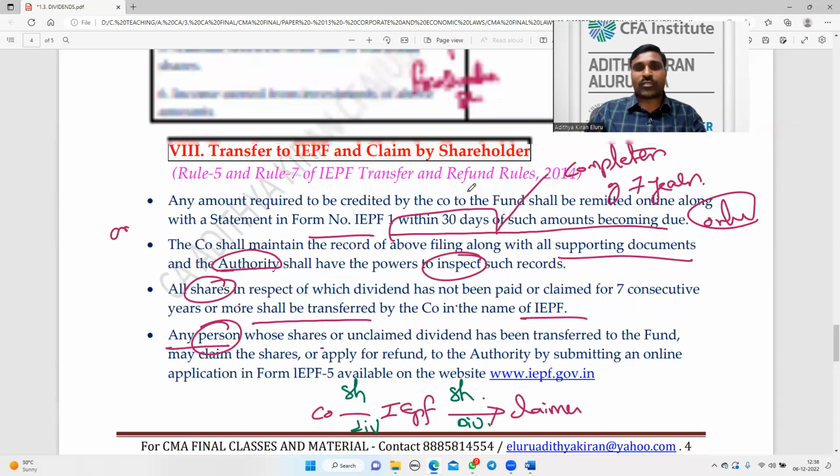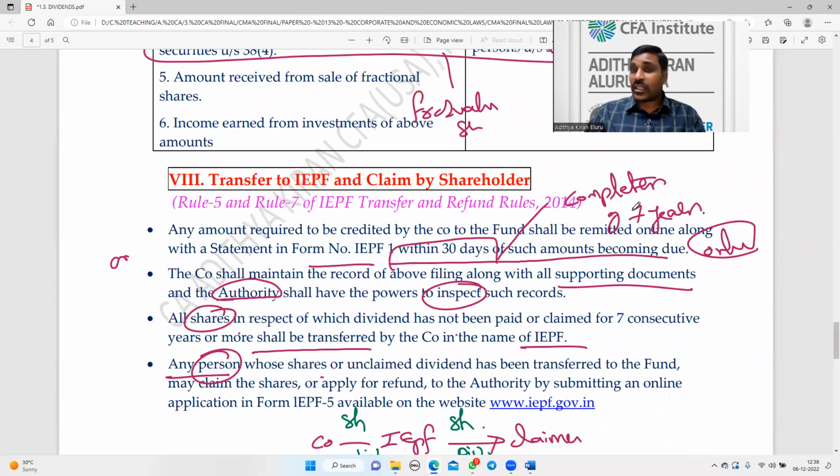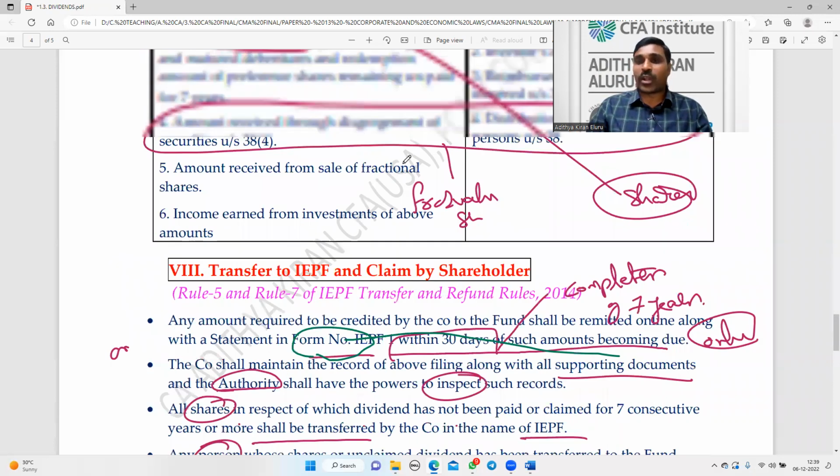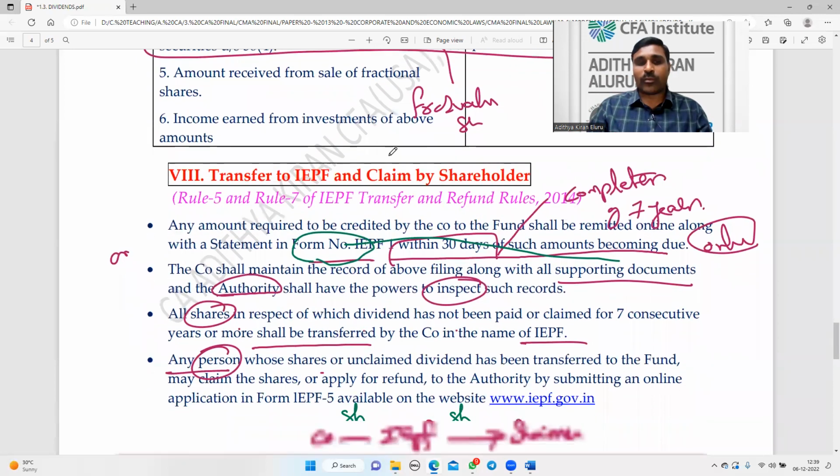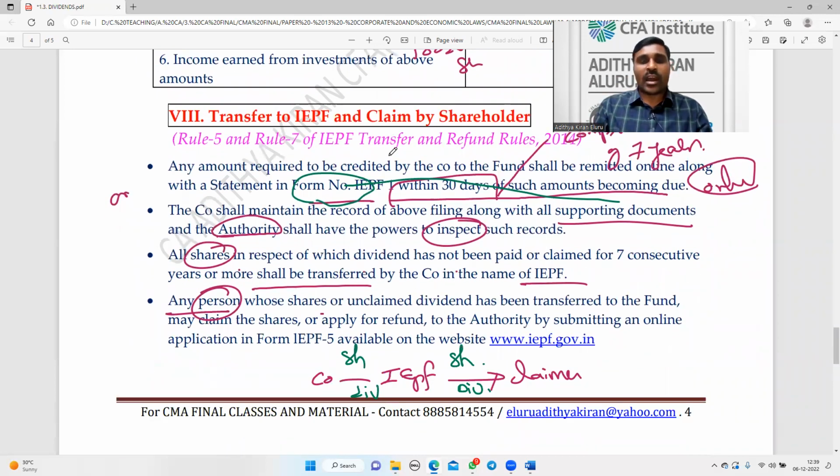So the company has to transfer the amounts to the IEPF within 30 days of completion of 7 years by submitting this form online, and has to maintain supporting documents for whatever details are entered in that online form. The IEPF Authority has a right to inspect such documents. Not only the dividend amount, but also the shares to which the dividend is related will be transferred to the IEPF. Any claimant or legal heir or other person can claim both shares as well as dividend.